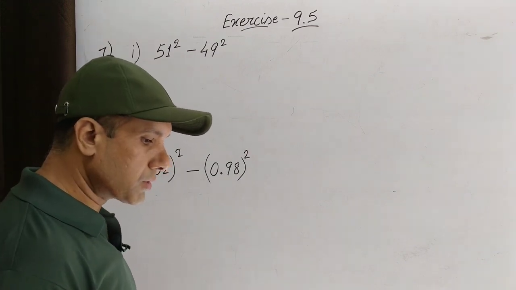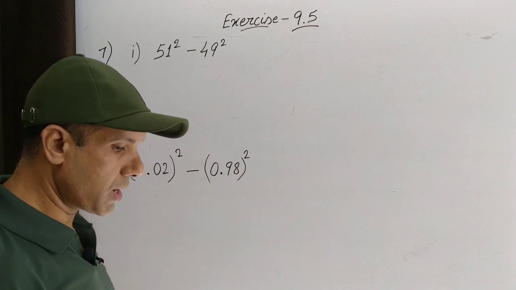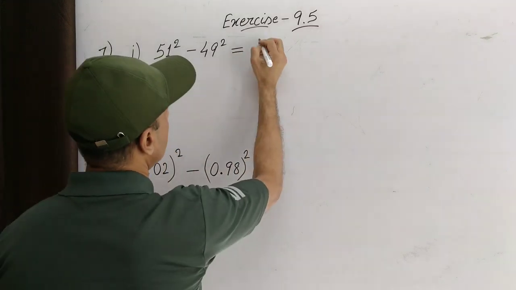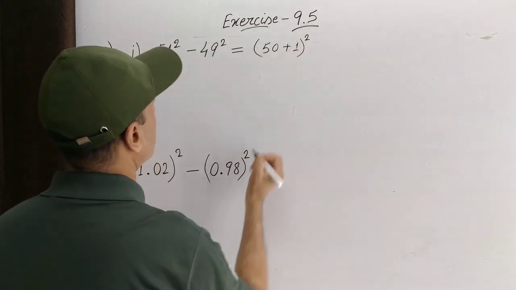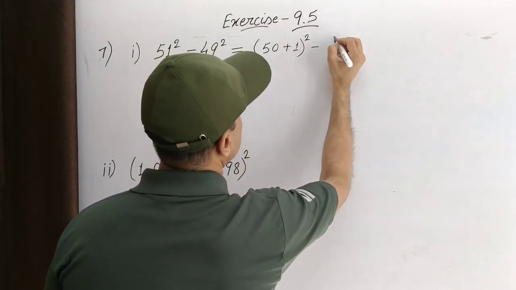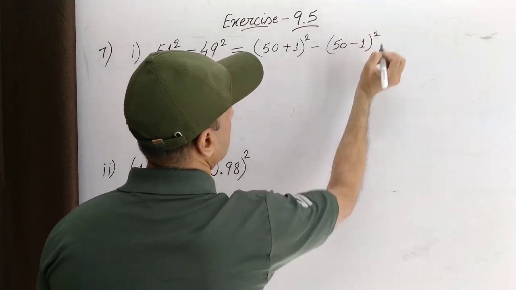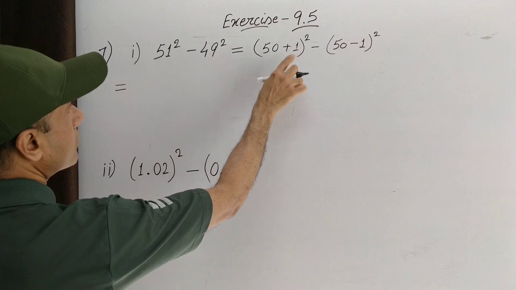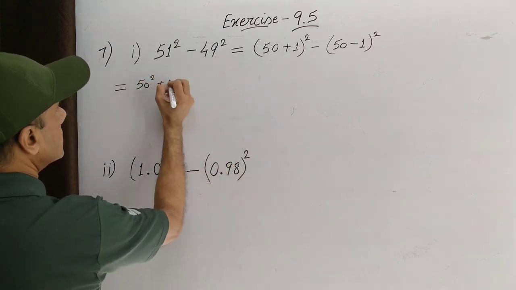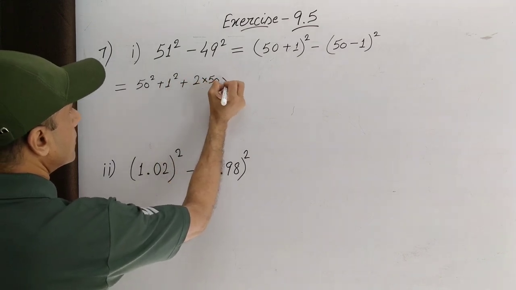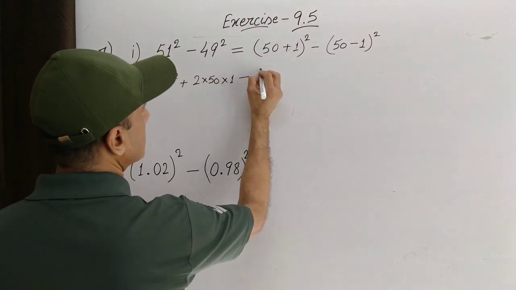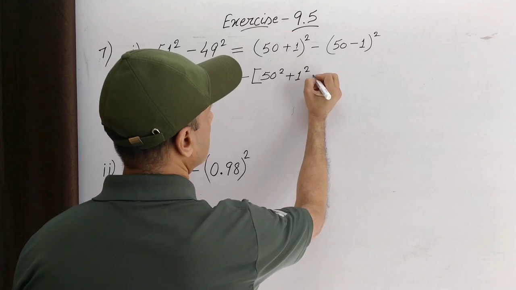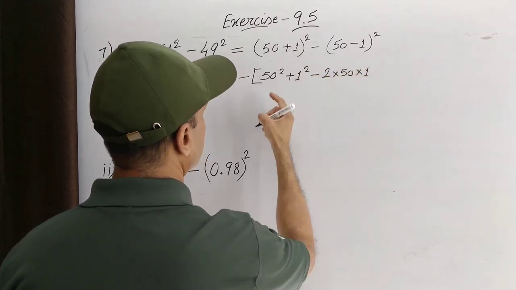Clear? Question number 7. Using A square minus B square is equal to A plus B into A minus B, we have to find the values of these. So we can write 51 as 50 plus 1 square, minus 49 as 50 minus 1 square. So we have A here as 50 and B as 1. So we can write this as A plus B whole square, that is A square plus B square plus 2AB, and minus A minus B whole square, that is A square plus B square minus 2AB.